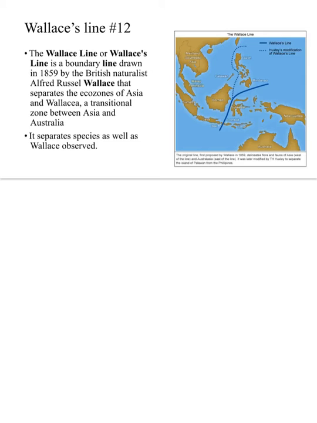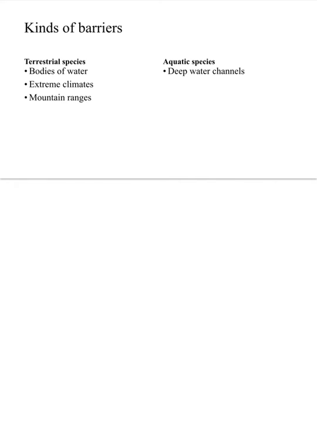Here is your answer for number 12. You do not have to worry about Wallace for this exam. We will be covering Wallace more with evolution. Here's your answer to the next question, the different kinds of barriers. Again, this is more of an introduction to the evolution unit, so it will not be on your exam.